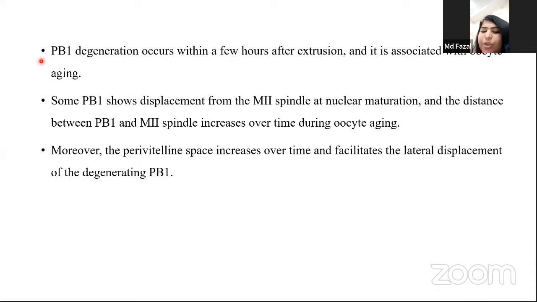Yeah, so PB1 shows the displacement from the M2 spindle at nuclear maturation, and the distance between the PB1 and M2 spindle increases over time during oocyte aging. Moreover, the perivitelline space increases over time. So all these are the indicators of PB1. If it is too far or too close, or if it is displaced from the center, that is how we determine the quality of the oocyte.